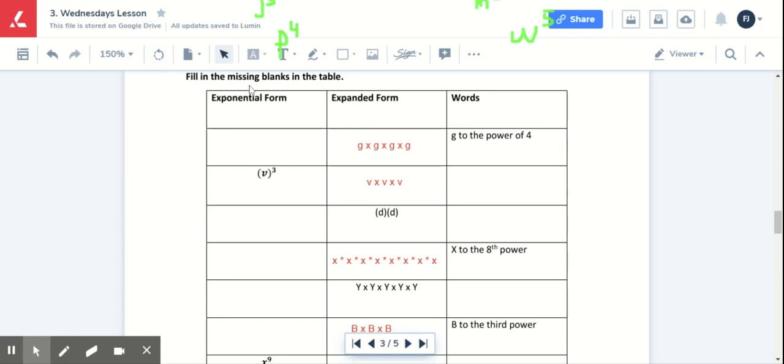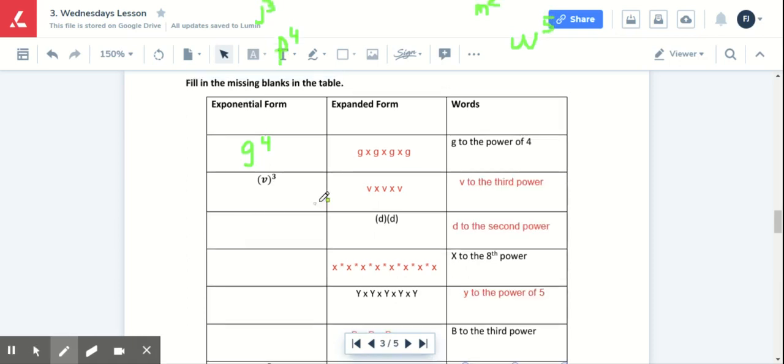Now we're going to fill in the missing blanks table. So I've already filled in the expanded form. Exponential form, if we have g to the 4th power, we're multiplying g by itself 4 times. Exponential form would look like this. So our expanded form for v to the 3rd power is v times v times v. And in written form, we have v to the 3rd power.